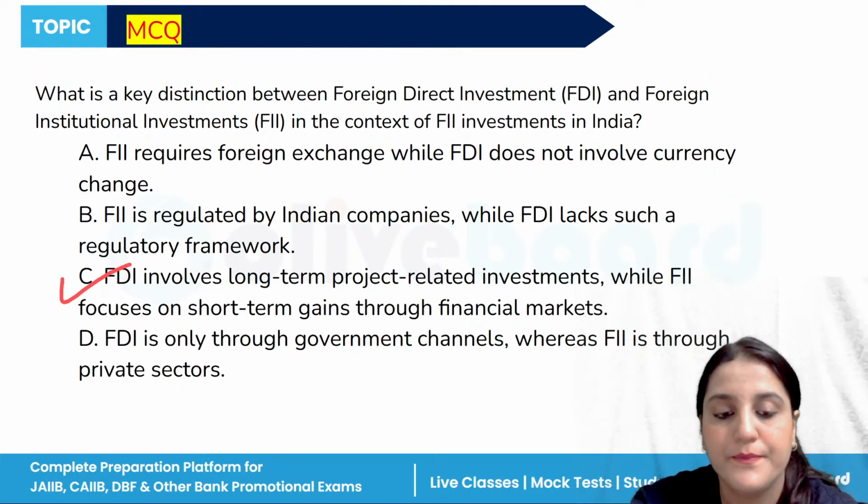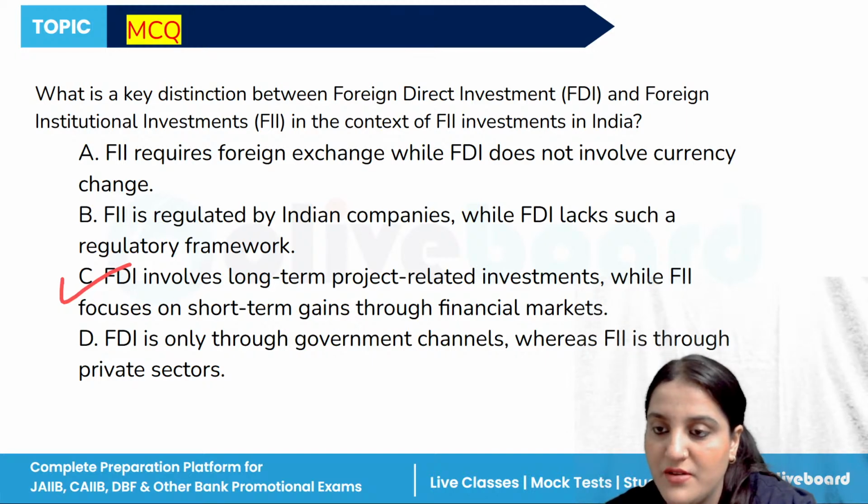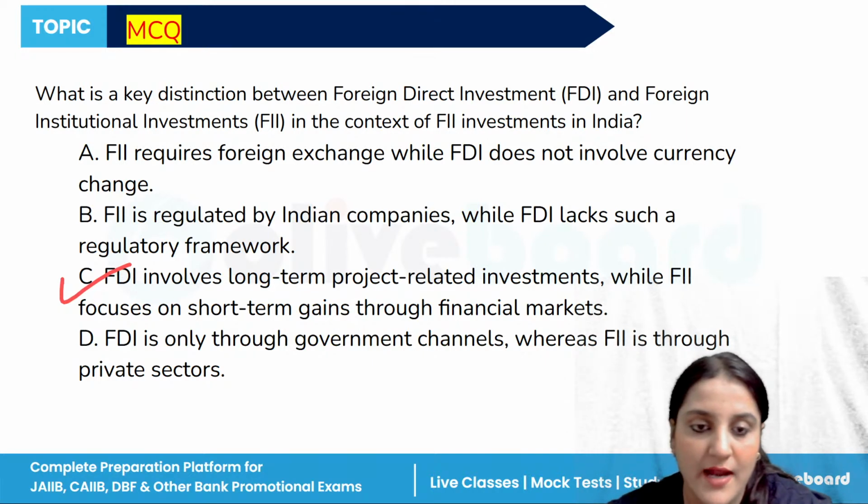Okay. What does this mean, sir? Shalaka sir, address temporary cash flow. What does that mean?